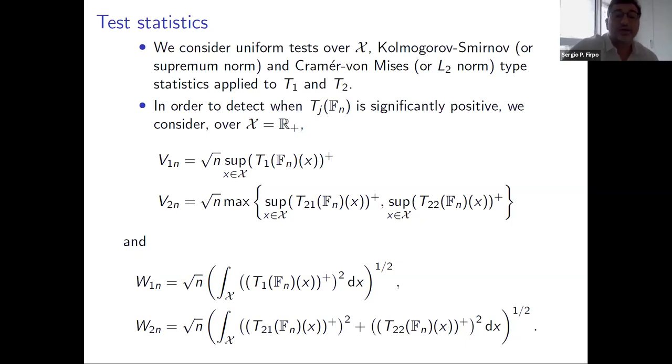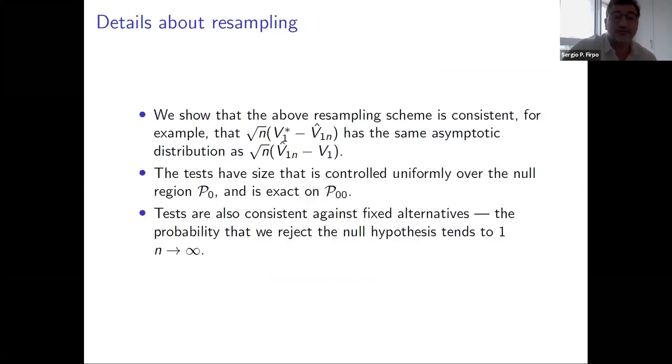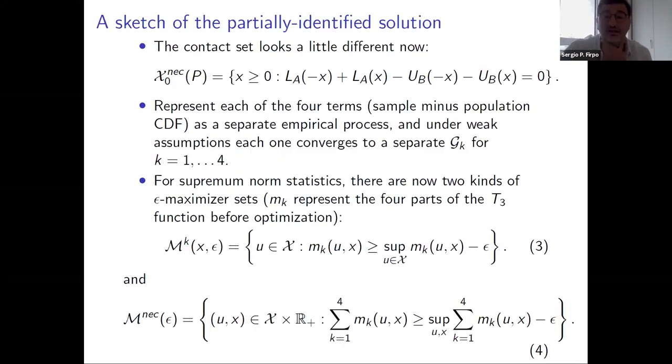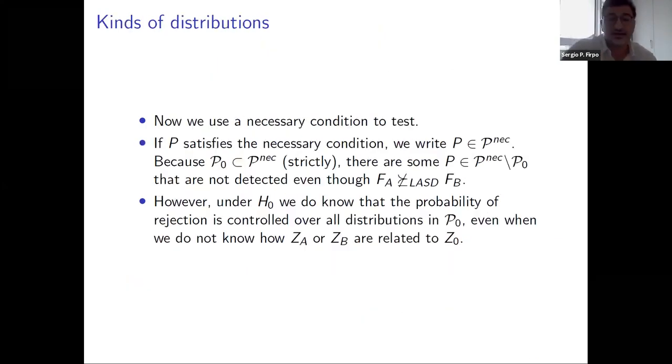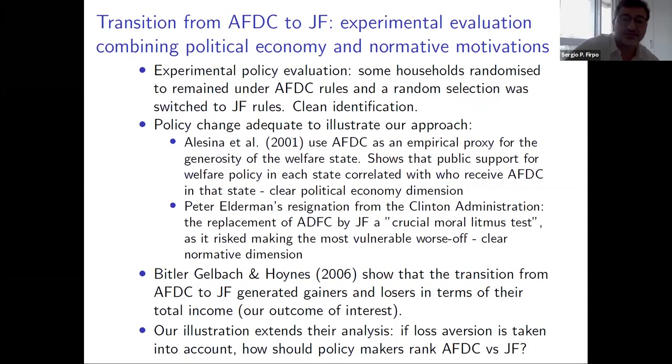Okay, so I'm going to jump all of those and go directly to an application. I have many slides here. The application was basically using this paper by Bitler, Hoynes, and Gelbach, published in the AER in 2006. Okay. And we use that empirical application in our case. What you had in mind is, can you test which one would be preferred, which jobs first, or this AFDC, which was the initial thing.